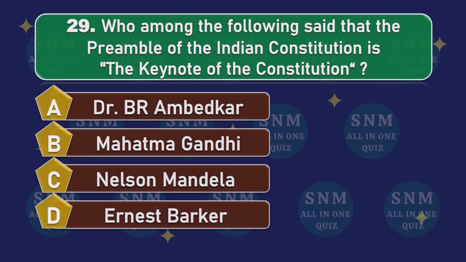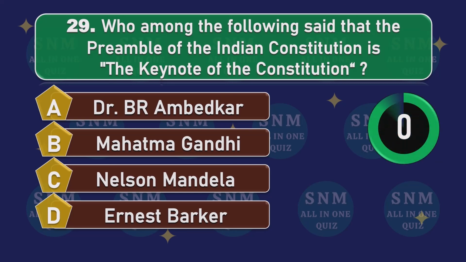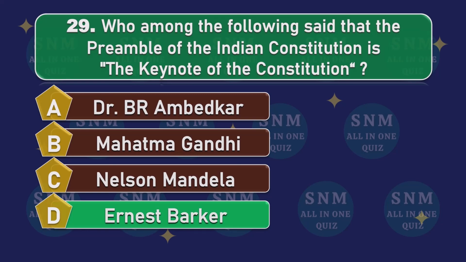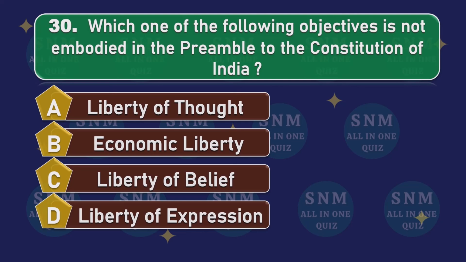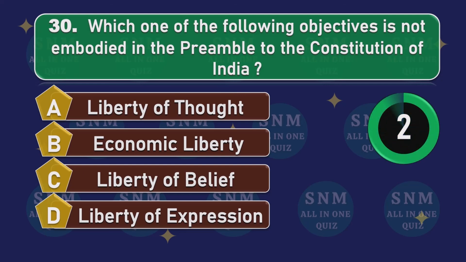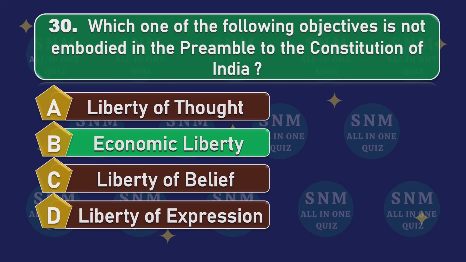Who among the following said that the Preamble of the Indian Constitution is the keynote of the Constitution? Ernest Barker. Which one of the following objectives is not embodied in the Preamble to the Constitution of India? Economic liberty.